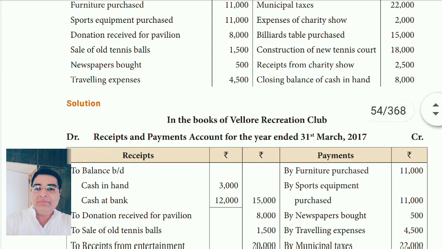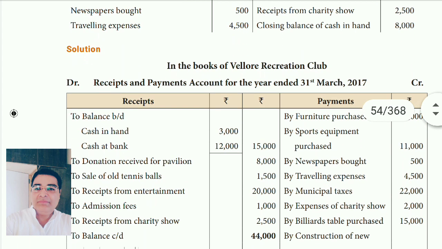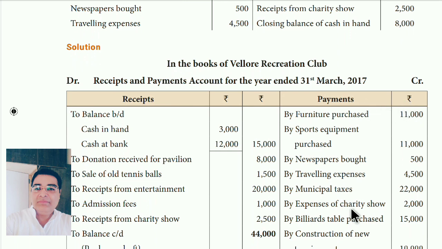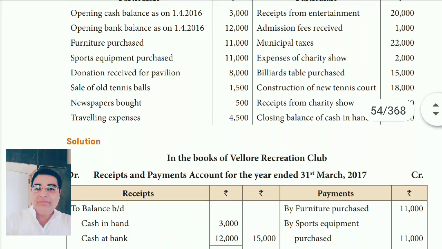What is the next one? Expenses of charity show. Expense itself is a payment. So by expenses of charity show rupees 2000. Understand? So all expenses paid, payments, will come on the payment side. All received, receipts, will come on the debit side, the receipt side.